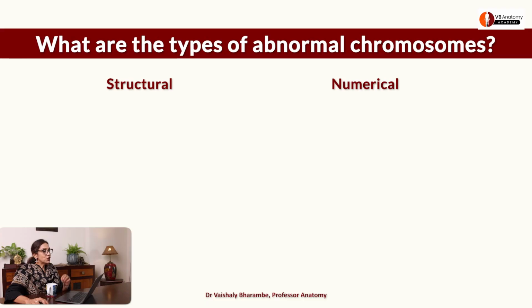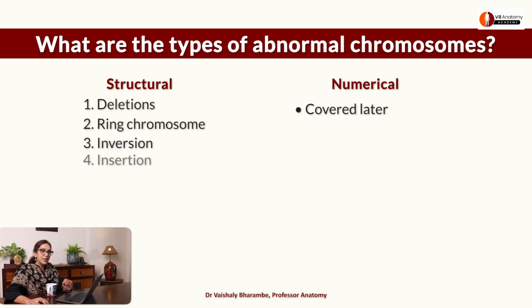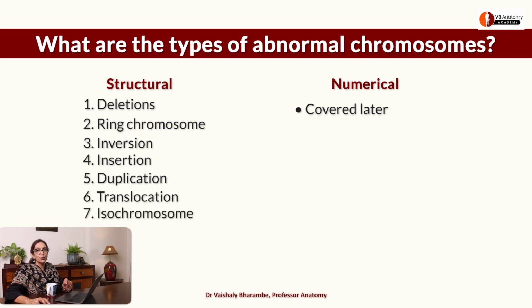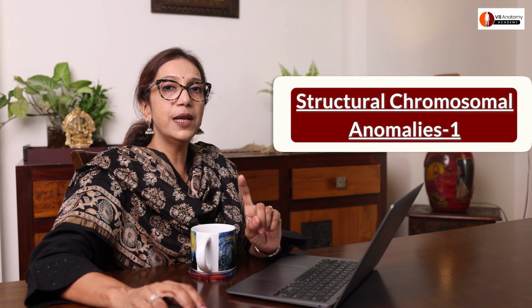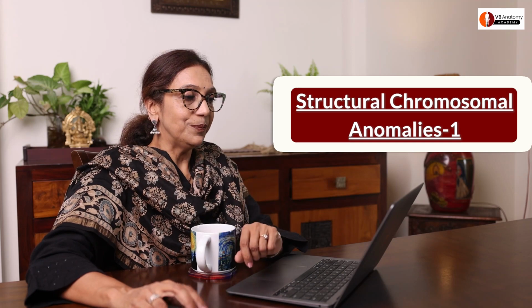Today, I want us to concentrate on the structural chromosomal abnormalities, which are of the following 7 categories. So deletions, ring chromosome, inversion, insertion, duplication, translocation, and isochromosome formation. Out of all this, the first 5 will be covered today. The other 2 will be covered in the second lecture. So let's begin today's lecture, Structural Chromosomal Anomalies Part 1.